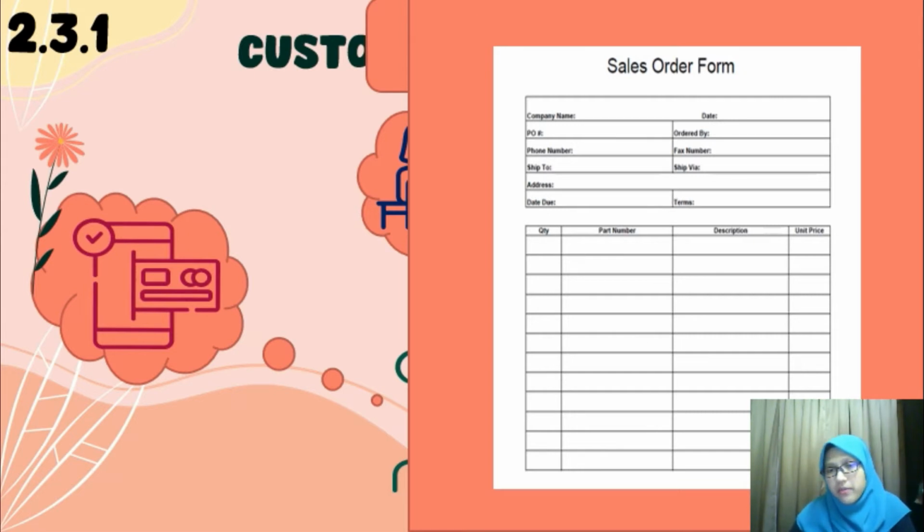Okay, the sales order form, as you can see here, there is the description of the customers, there is the detail about the products, about the goods ordered, the quantity, the description and the price, and the credit terms provided. And other than that, to prevent missing sales order forms, the sales order form can be pre-numbered as well.